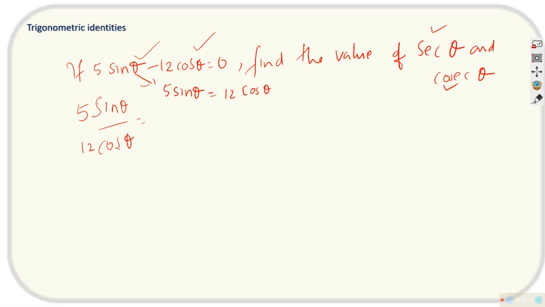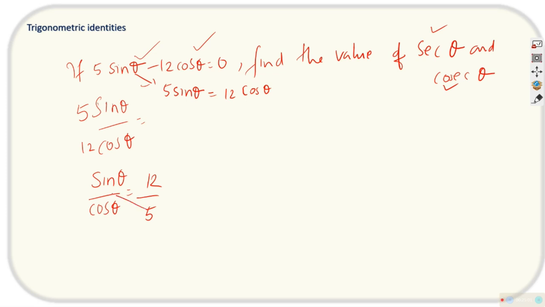Right? 5 sin theta and 12 cos theta. Right? Which if I put it like this, 5 sin theta upon 12 cos theta. If I bring it like this, it is equal to 1. Or simply I can say that sin theta upon cos theta is equal to 12 upon 5.